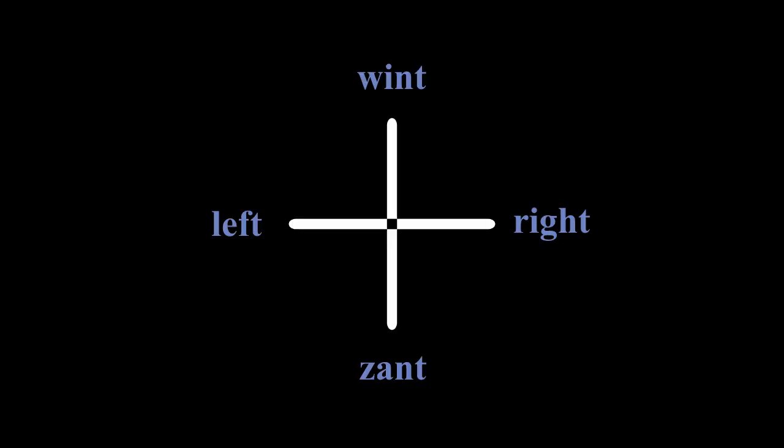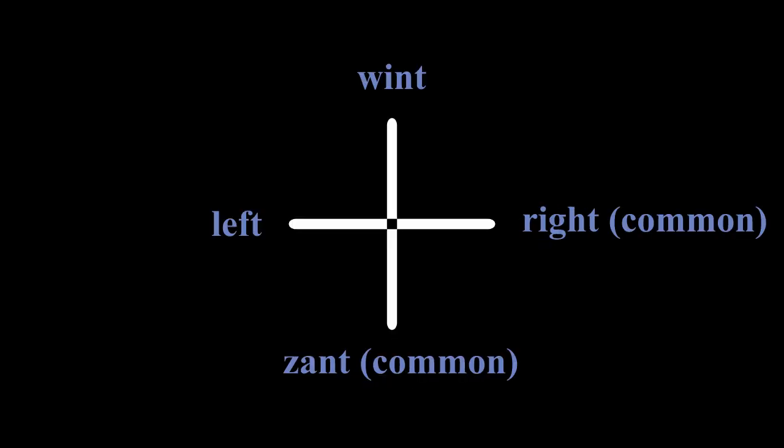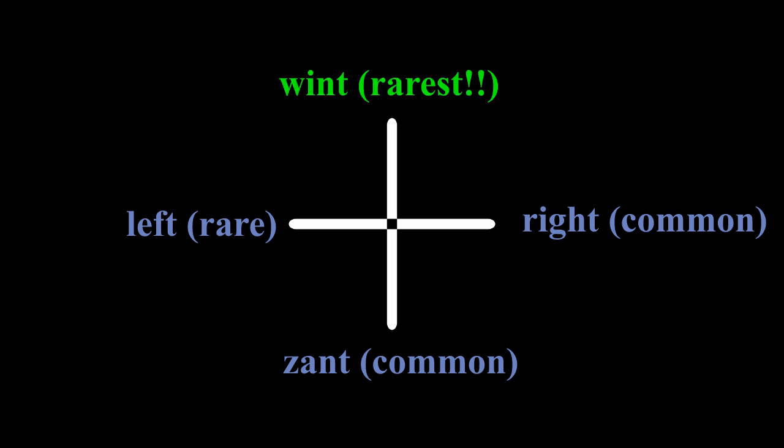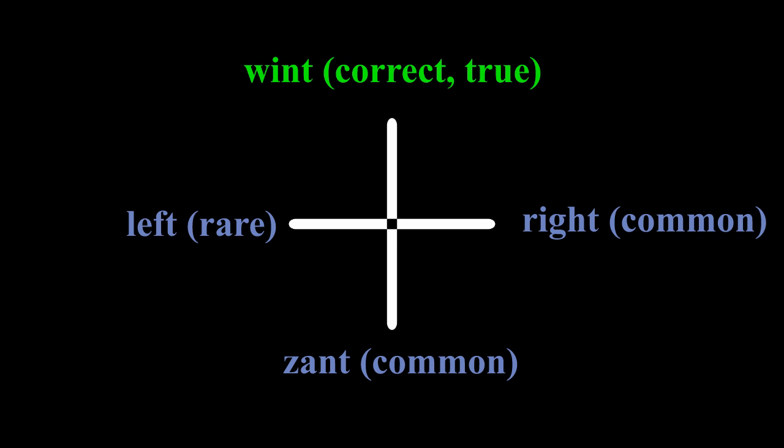In a forearmed form, right and Zant are the most common dominant hands, while left is rare and Wint is the rarest. So naturally we're going to apply this bias to the Wint to appeal to uniqueness and novelty. Wint means correct in this language, which is equivalent to left being correct in English.